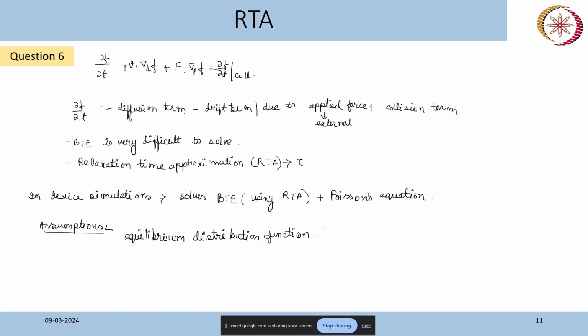What do we mean by the equilibrium distribution function f naught? Equilibrium means there is no concentration gradient and no applied fields, so there are essentially no net movements of carriers. That distribution is known as f naught. The assumption made to solve the transport equation is that the non-equilibrium distribution function f is not far away from the equilibrium distribution function f naught.